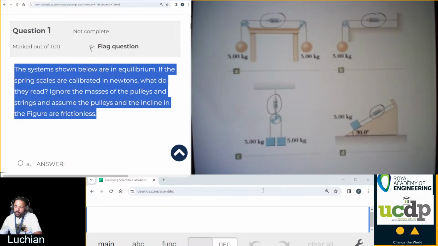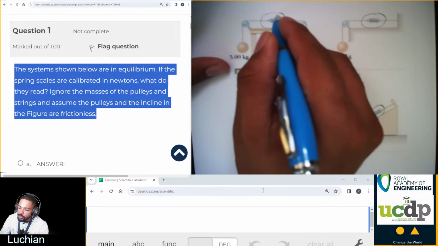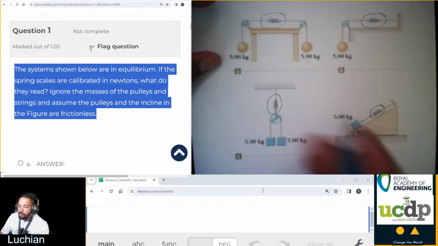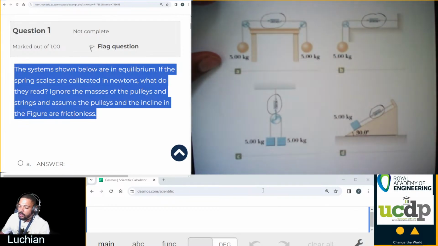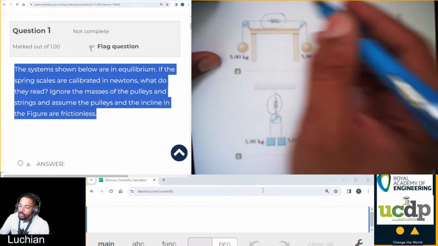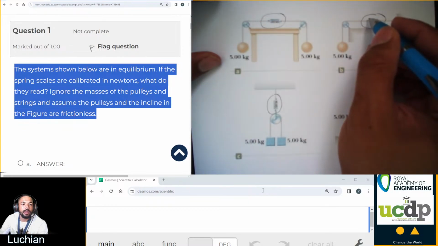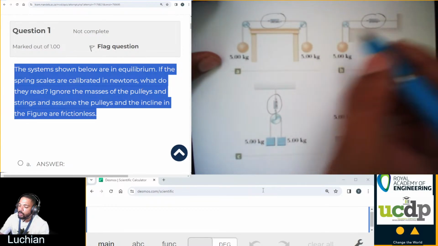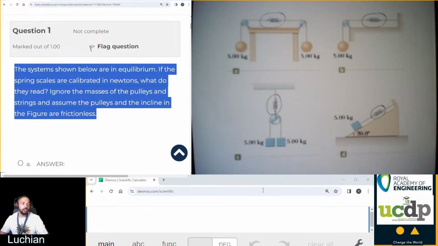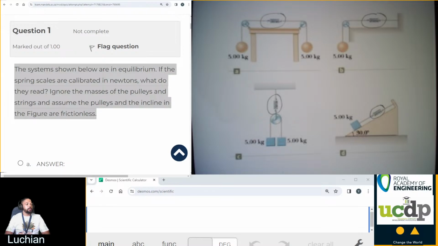Now question 1. We're going to work out the forces on each of these spring scales A, B, C, D. On each of those spring scales, we'll work out the amount of newtons using Newton's laws of mechanics.